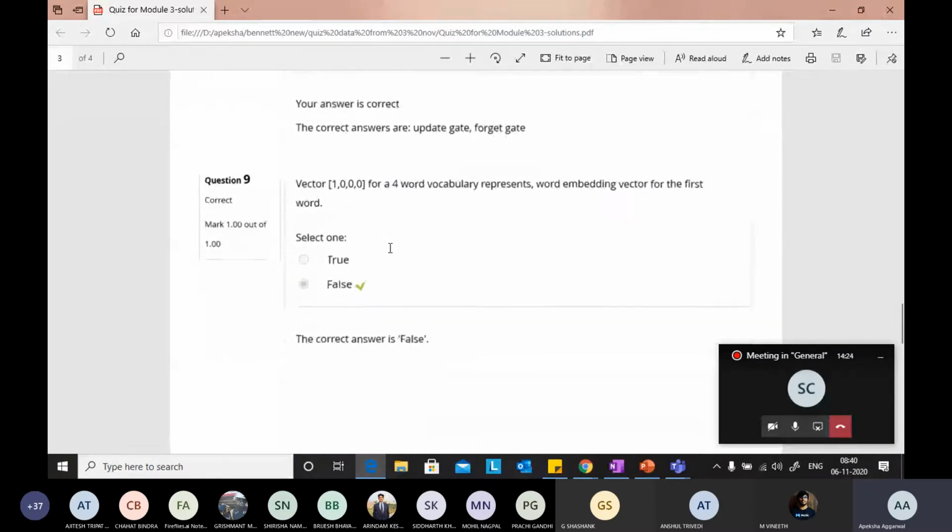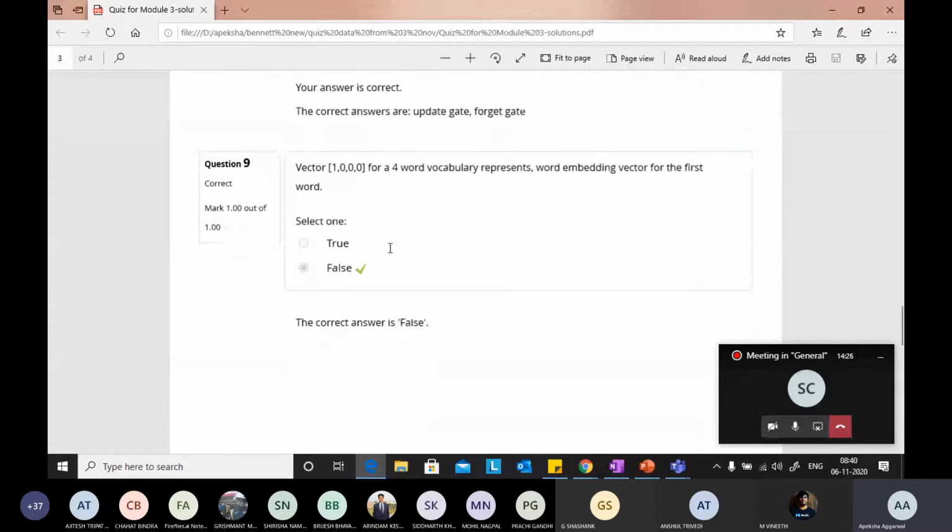So next is a vector 1000. This is a one hot encoding vector. So does this represent a word embedding vector? No, because a word embedding is mostly smaller in size than the original vocabulary. The original vocabulary can have 10,000 words, so a word embedding will have some 250 features. So this is not an embedding, this is one hot encoding. So the answer is false.